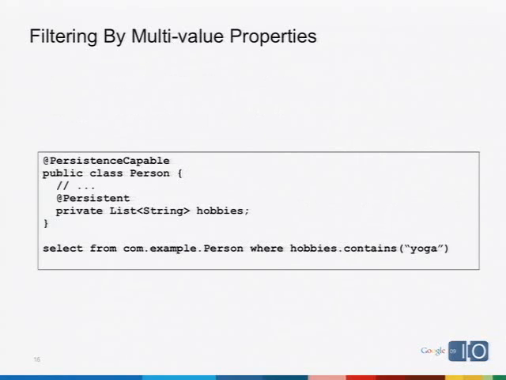Filtering by multi-value properties is a really, really nice and natural way to express a query. So now we're looking at a JDO example, where we have a person, and a person has some number of hobbies. And we can just say, select from person where hobbies contains yoga. Give me everybody who considers yoga a hobby. This works, and this is a really natural way to express one of the nicest features that you get from running on the Datastore.